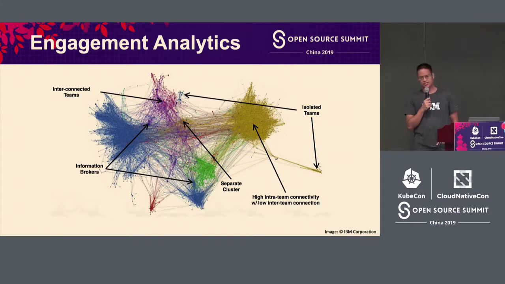One of the first use cases that we had was around engagement analytics. In IBM, we use a product called IBM Connections. It's our social product. It has forum posts, it has blogs, it has file sharing, those sorts of activities.